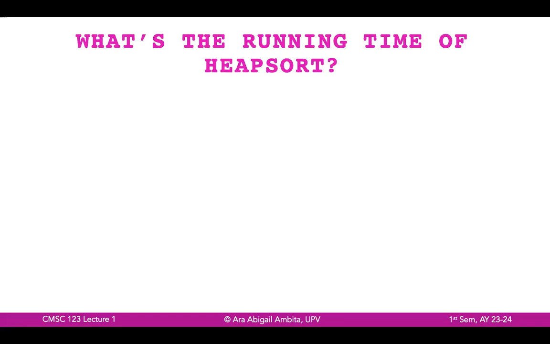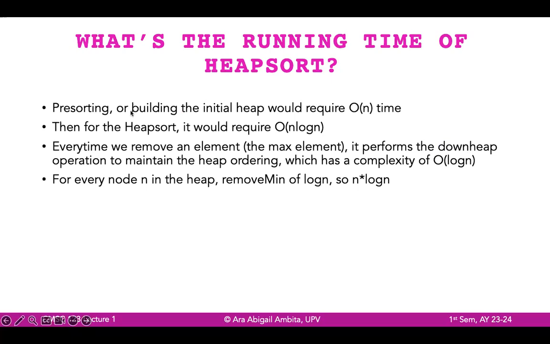So as you can see, we did not need a second array. We performed a heap sort in place. So what is the running time of heap sort? In building the initial heap, we already know from the bottom-up construction that it could take O of n time. Then after building that initial heap, the heap sort would require O of n log n. So if we sum up O of n log n plus O of n, the dominant term is n log n. So the big O is n log n.